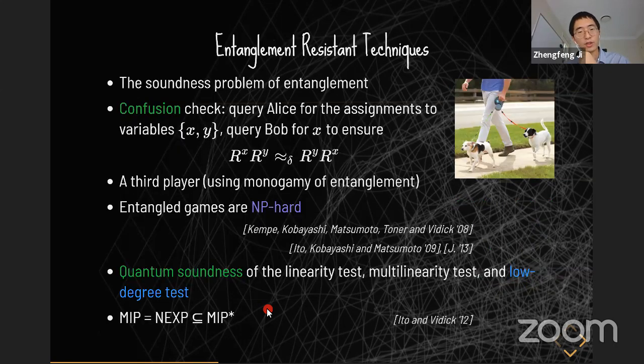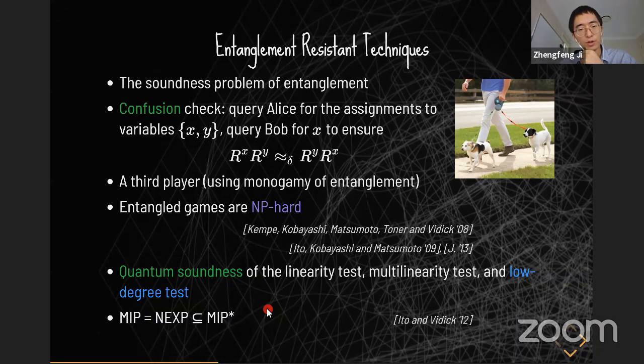And then another early technique that we rely on is trying to solve the soundness problem of entanglement, and we call these entanglement resistant techniques. So, for example, you can do a check called a confusion check. Suppose that the verifier is interested in the assignment to variable x, but the verifier would sample another variable y and ask Alice to give assignments to both x and y by permuting the order of x and y, hiding which variable the verifier is actually interested in. And doing such checks, you would be able to derive that the measurements corresponding to x and y are approximately commuting on the state.